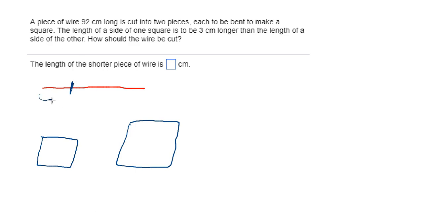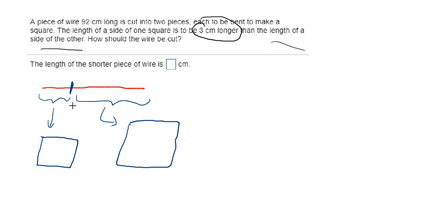And so we have a shorter piece and we have a longer piece. The shorter piece is going to be folded to create this square right here. The longer piece will be folded to create this square. All right. And so that's the situation. Now, what I would recommend letting our variable represent is looking at the description of the square. One square will have sides that are 3 centimeters longer than the length of the side of the other square.